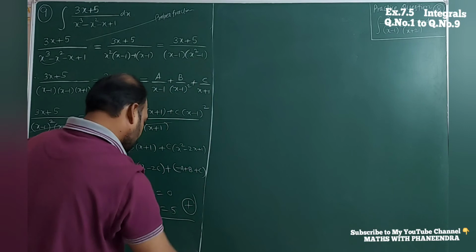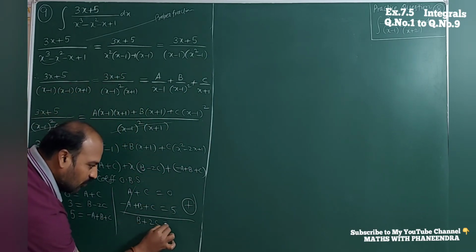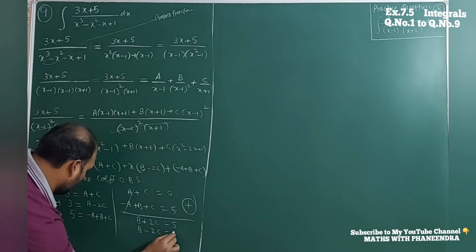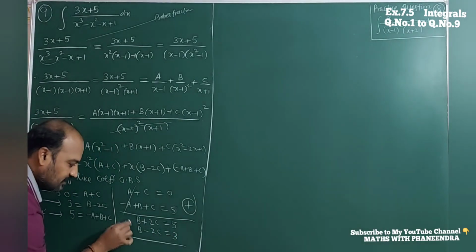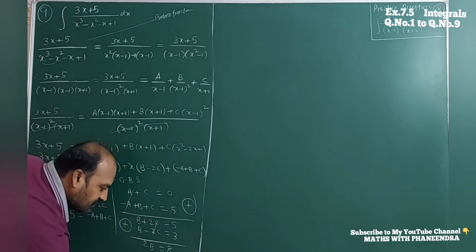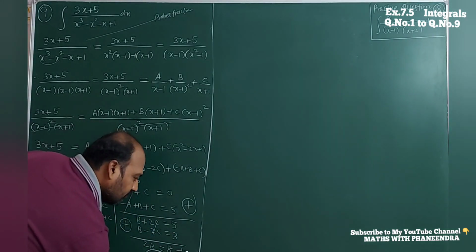So adding these two, b plus 2c is equal to 5. So here b minus 2c is equal to 3. So adding these equations, this will be cancelled. 2b is equal to 8. B is equal to 4. So b value equal to 4.